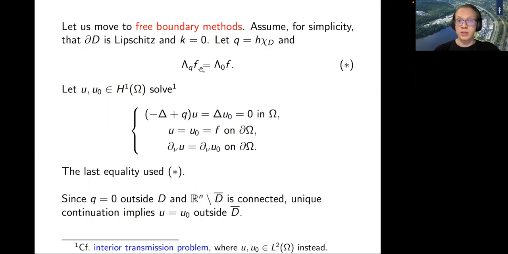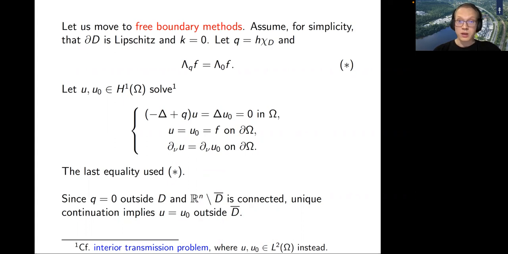And then if you look at this star, this is saying that the normal derivatives of the solutions are going to be the same. So partial_nu U is equal to partial_nu U naught on the boundary. And now you can see, if you're familiar with the interior transmission problem, this is almost the same as that one. The difference is that we want U and U naught to be solutions in H1 instead of L2.